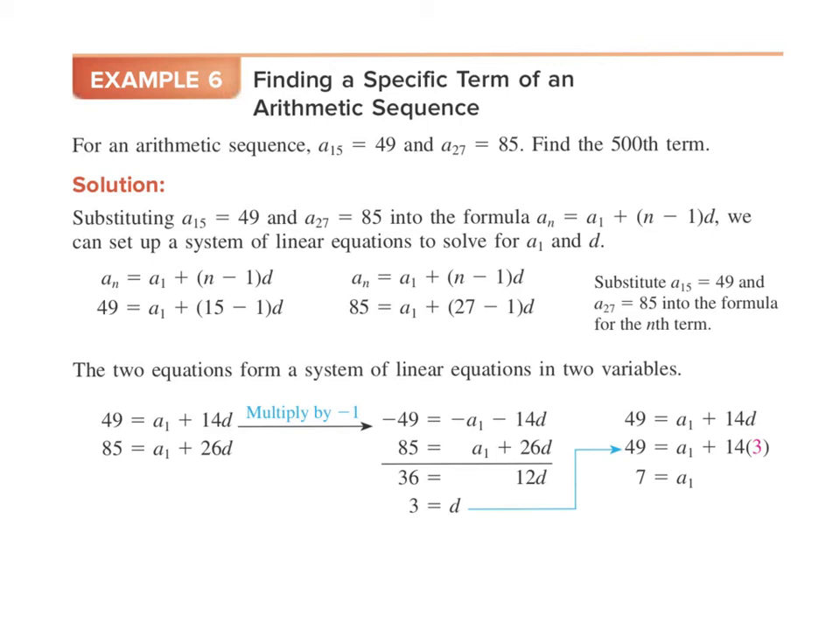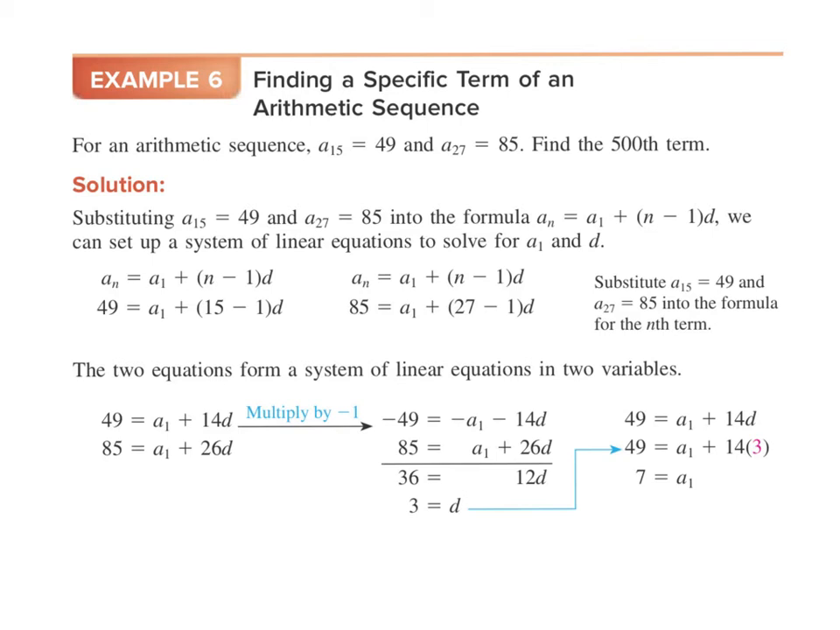Here's what you should have gotten. Here's all the little steps in here. Multiply by negative 1, either one. D is 3. First term is 7. How many had that? Okay, good.